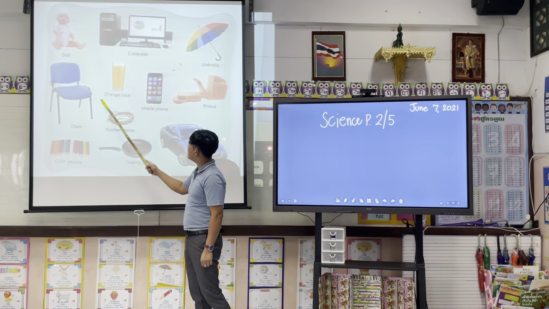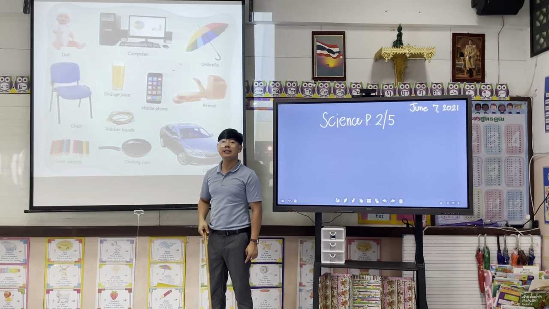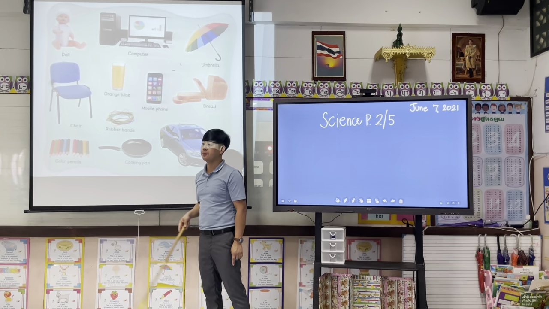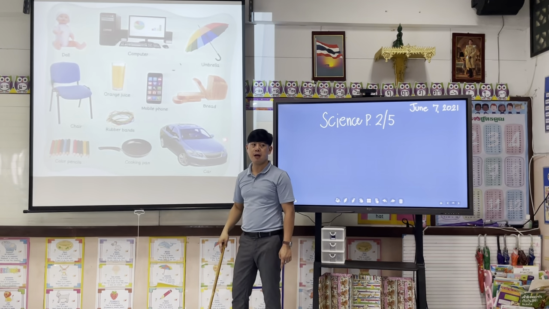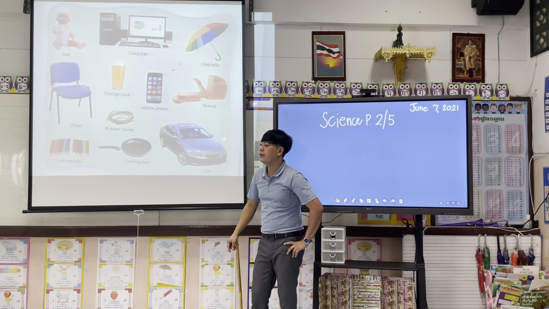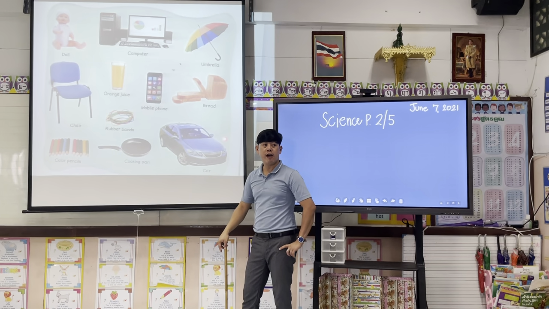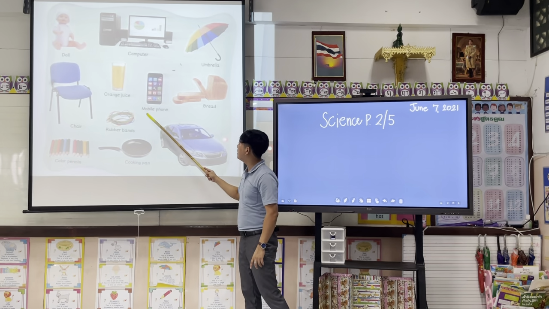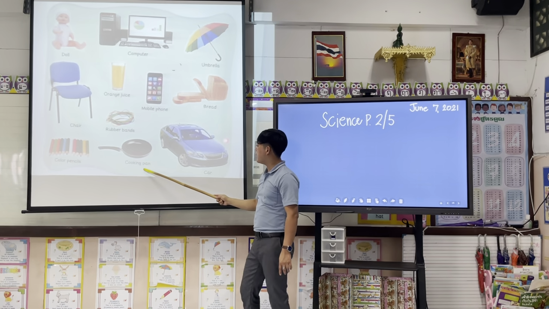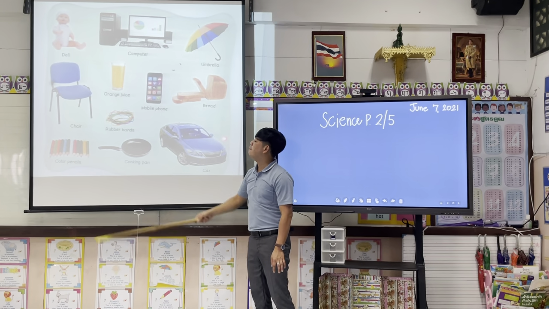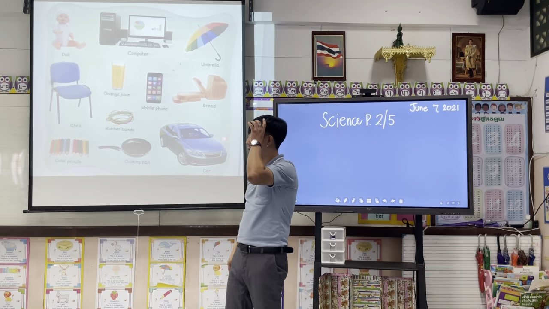Next, orange juice. Okay, chair. How about the chair? What do you think? Okay, a rubber band is a non-living thing. Okay, a mobile phone is a non-living thing as well. Bread, umbrella, color pencils, cooking pan, and a car. These are man-made, which means they are non-living things. Do you understand?